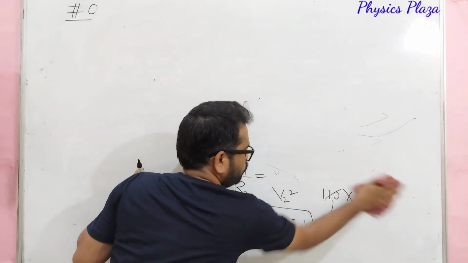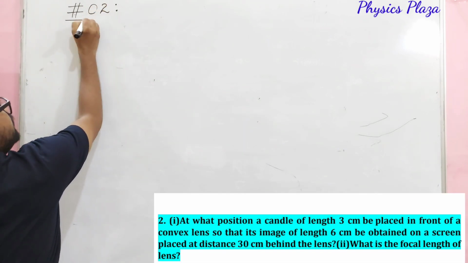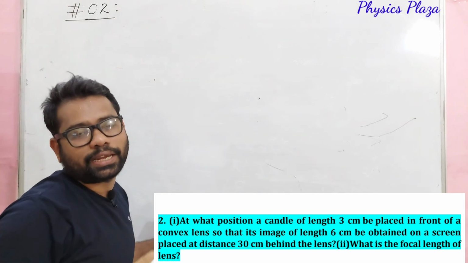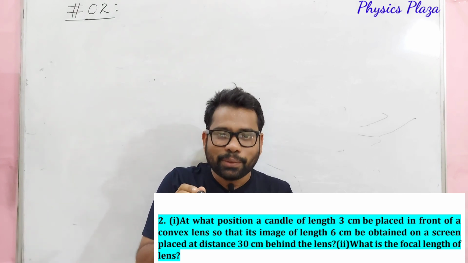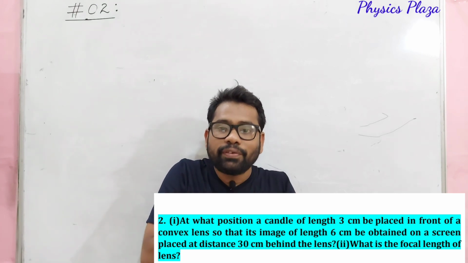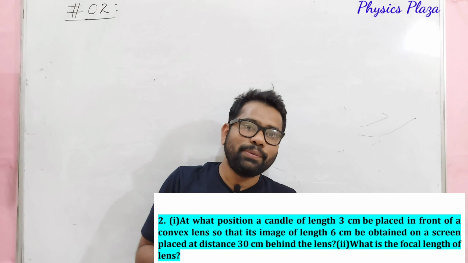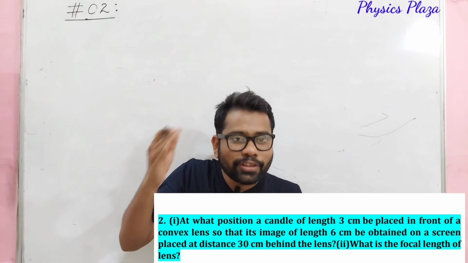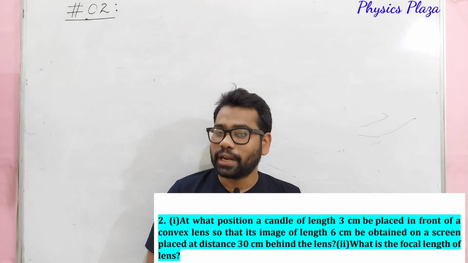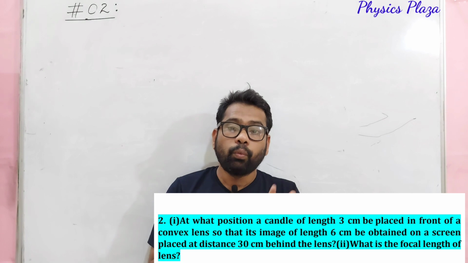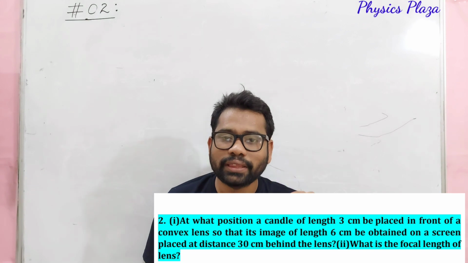Just copy it. Now the next numerical which we are going to solve is from refraction of light at curved surfaces, that is lens. You can see the question on the screen also. What is given in the question? At what position should a candle of length 3 centimeters be placed in front of a convex lens so that its image of length 6 centimeters is formed on a screen placed at a distance of 30 centimeters behind the lens? They are asking us to calculate the position of the object and also the focal length of the given lens.